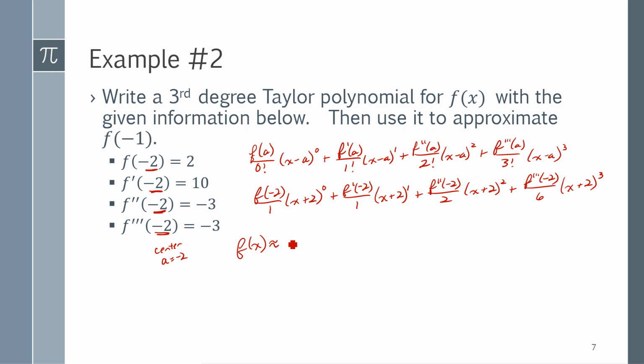Now plugging everything in, we get that my function is approximately f of negative 2 is 2 over 1, and then anything to the 0 power is 1. Then I have f prime of negative 2 is 10. Then f double prime of negative 2 is negative 3. And f triple prime of negative 2 is negative 3.